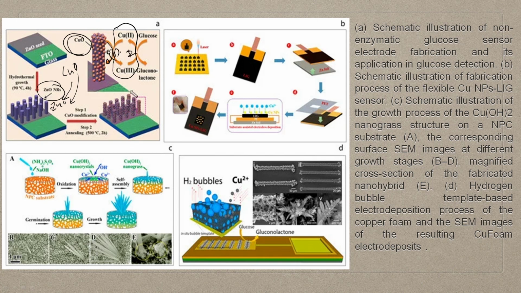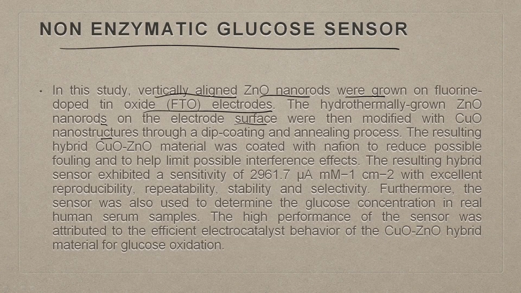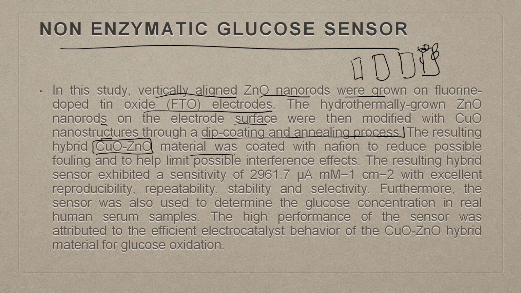which is happening on the surface. So, now what they are doing is that there are vertically aligned zinc structures, zinc rods. On top of that, you have the copper which is being deposited. The hydrothermally grown zinc rods on the electrode surface were then modified with copper oxide nanostructure through a dip coating and annealing process. The resulting hybrid CuO and ZnO material was coated with Nafion to reduce the possible fouling and help to limit possible interference effects. Further, Nafion also helps in the mobility of the ions, as well as it makes it more conductive.